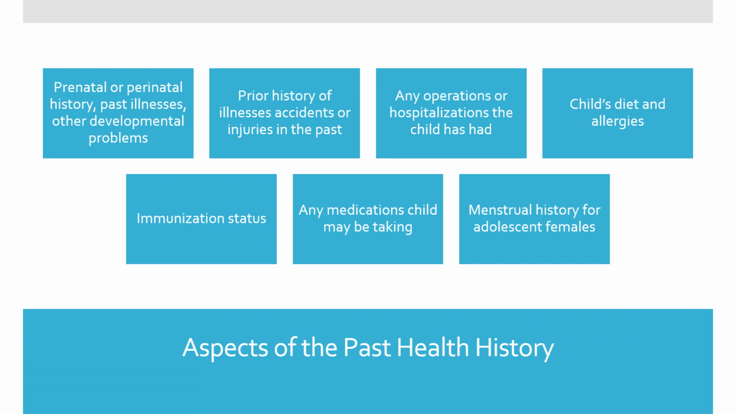So, aspects of the past health history. As we're looking at that past health history, what is some information we would like to have? Was there any prenatal or perinatal history? Any past illnesses or other developmental problems? Any prior history of illnesses, accidents, or injuries that happened in the past? Any operations or hospitalizations that the child may have had?